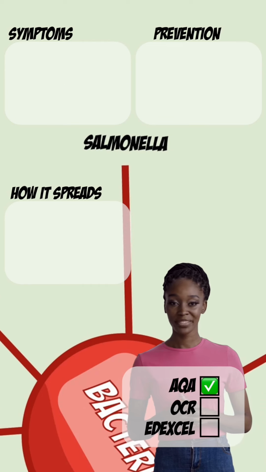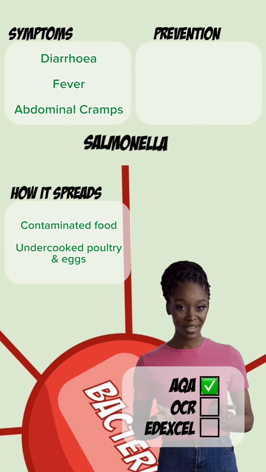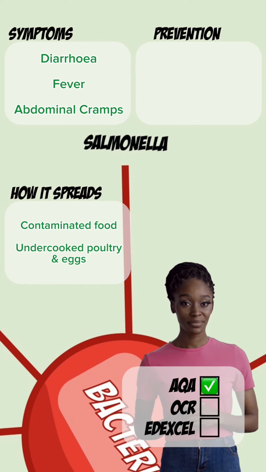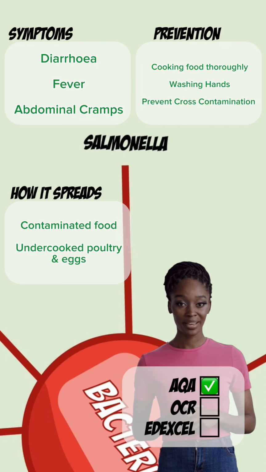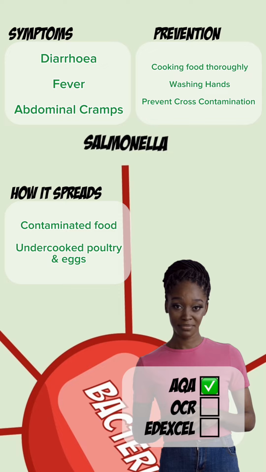Salmonella is a bacterial disease causing food poisoning symptoms, such as diarrhea, fever, and abdominal cramps. It's transmitted through contaminated food, especially undercooked poultry and eggs. Prevention includes cooking food thoroughly, washing hands and utensils, and avoiding cross-contamination.